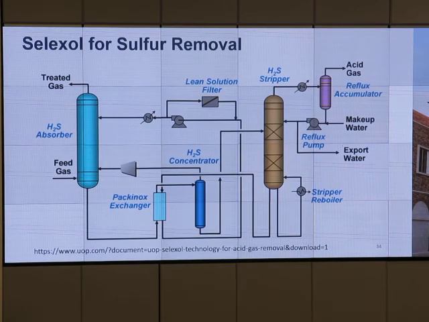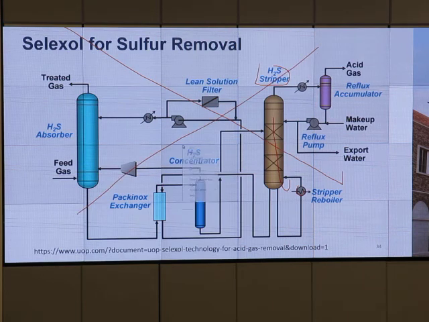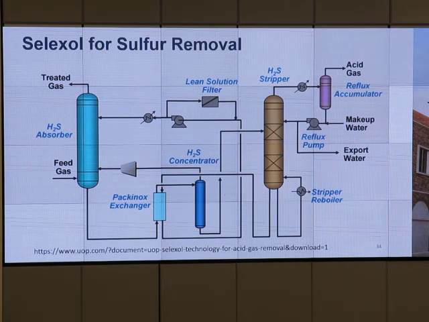If you want to remove H2S, you don't flash. You strip by steam. So this time you have a reboiler, heat it. So for H2S, you have to regenerate it differently. The basic idea is, I don't test you on this figure, okay? Not the previous figure either. What I test you is, Selexol can require less energy for the regeneration. The way of regeneration depends on how we use it.